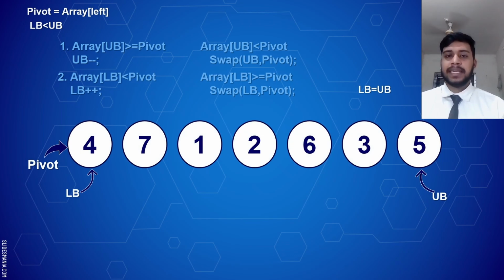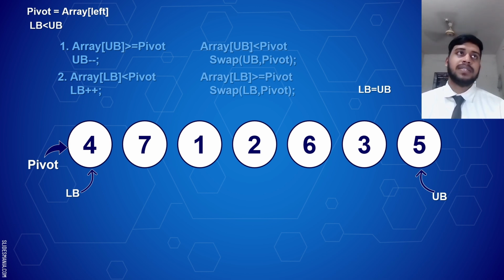Let's take an array. First of all, we have to choose a pivot. We will compare the pivot with the upper bound and lower bound, and we will place the pivot in its position, and the smaller values will be on its left and bigger values on the pivot's right.